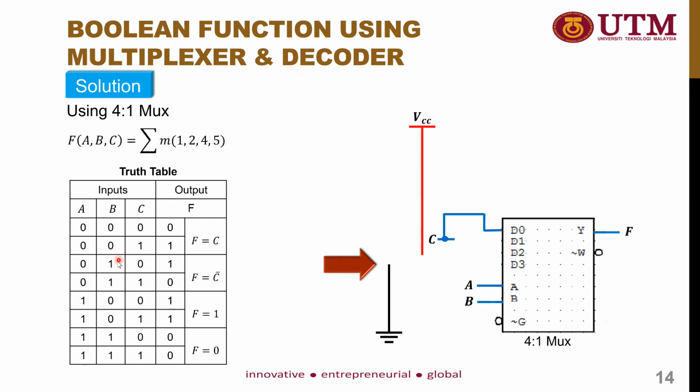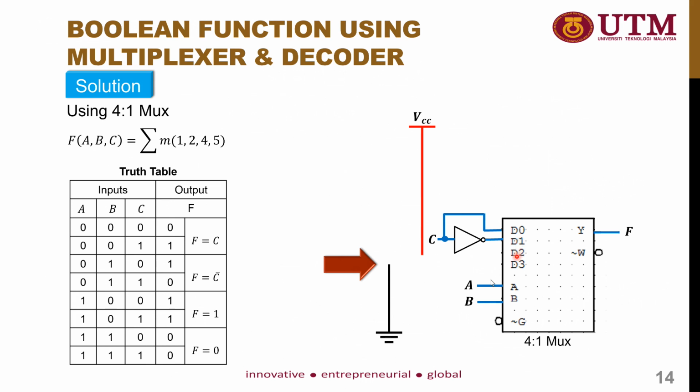Next, we see that when A is equals to 0 and B is equals to 1, the multiplexer will choose D1 as the output. So you see here, the equation of the output is F equals to C bar. So what we can do here is we need to make the C become C bar. So we need to put a NOT gate. So it will become C bar and it is connected to D1.